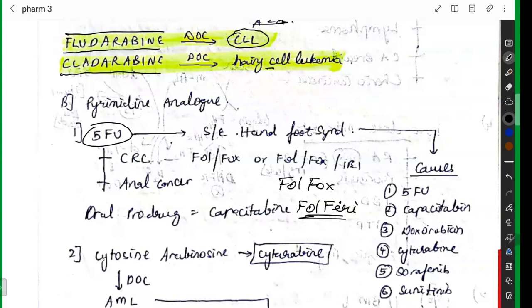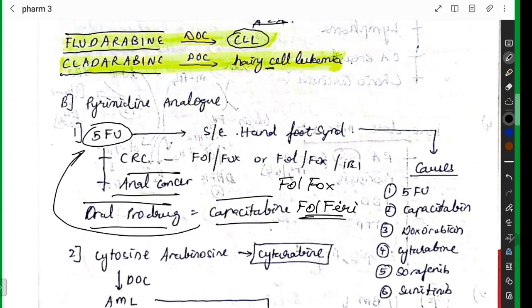So what did we see there? Folinic acid, 5-fluorouracil, oxaliplatin, or 5-fluorouracil, folinic acid and irinotecan. So here, what is the drug which you are using? That is your 5-fluorouracil. It is used in anal cancer. It's a prodrug, so it is not given directly as 5-fluorouracil. Instead, you give a drug called capecitabine. Capecitabine is a prodrug of 5-fluorouracil. Capecitabine is the one we are giving to the patient, and it converts into 5-fluorouracil.